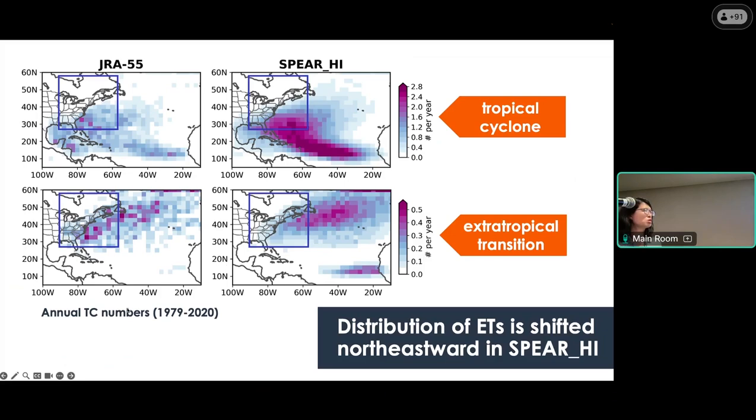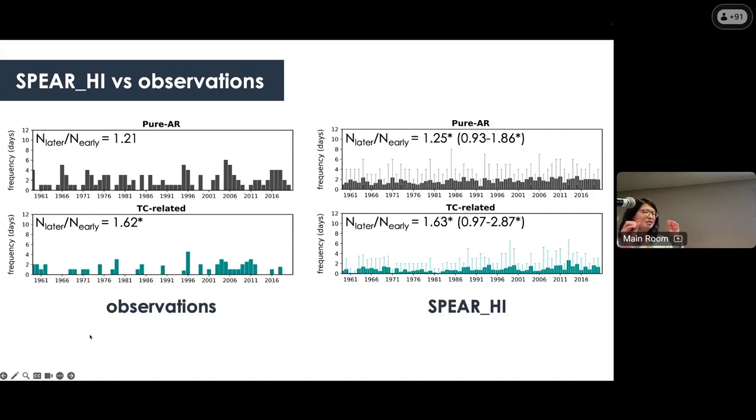So yeah, twisting the bad side into a positive side a little bit, SPEAR can still be a useful tool to study the change of extreme precipitation if we just aggregate tropical cyclones and extratropical transitions together as TC related events.